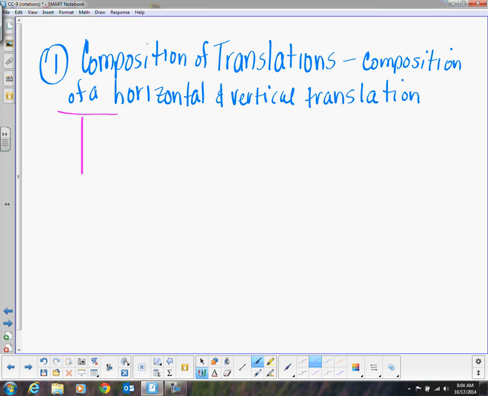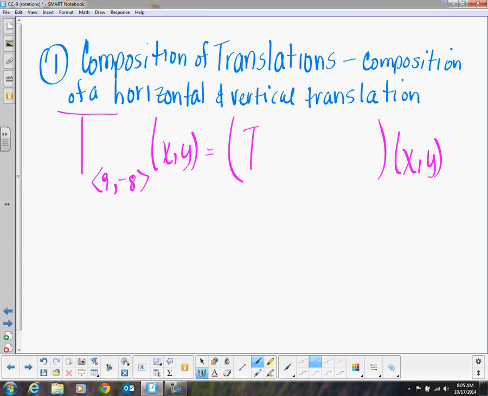So now, another thing I want us to improve on. When you see these funky little things at the bottom of a T, it is a subscript. It is not up here. So if I have 9, -8, and I want you to rewrite this of some ordered pair XY as a composition of horizontal and vertical translation, then it's going to look something like this, where we've got a capital T and another capital T, and you've got to have that little circle because that's the composition operation.